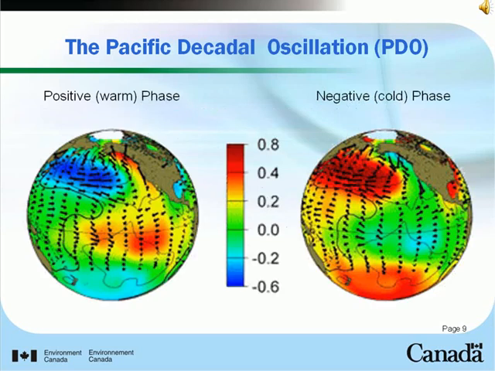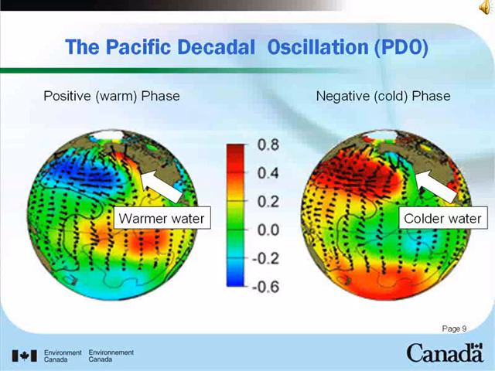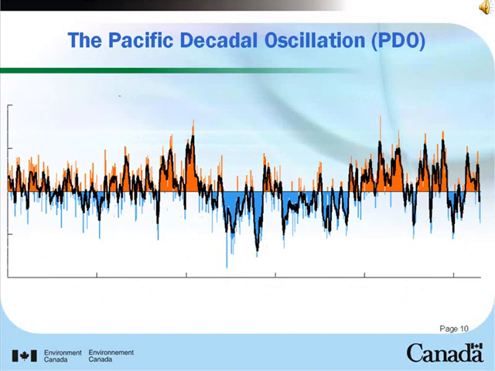During the warm phase, the Pacific Ocean off the coast of BC becomes warmer than normal. During the cold phase, the Pacific becomes cooler than normal. The PDO is measured by an index. The index is positive or red during the warm phase and negative or blue during the cold phase.